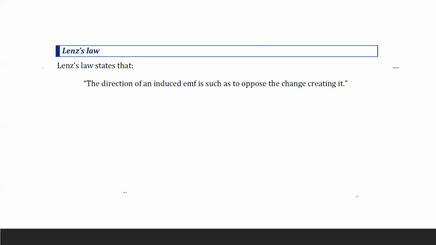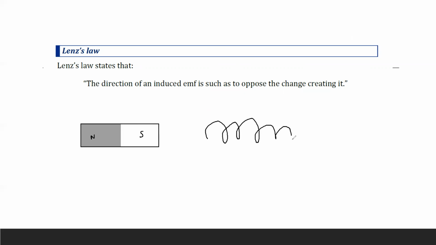So for example, you have a magnet which has north and south poles. So you have a coil, a solenoid.